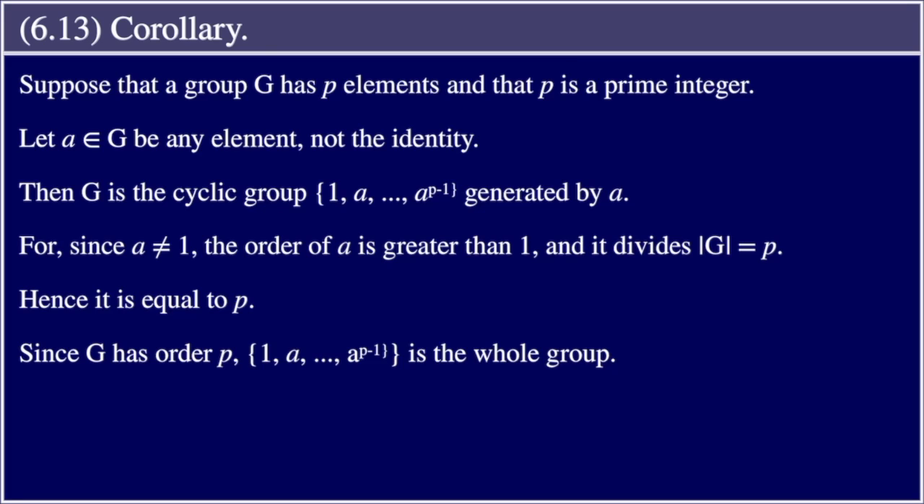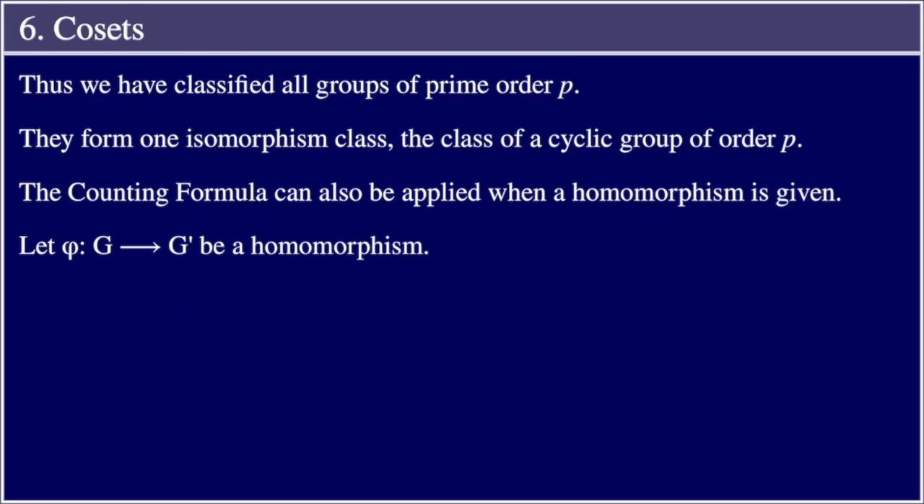For since a is not equal to 1, the order of a is greater than 1, and it divides the order of G, which is equal to p. Hence, it is equal to p. Since G has order p, the set {1, a, ..., a^(p-1)} is the whole group. Thus, we have classified all groups of prime order p. They form one isomorphism class, the class of cyclic groups of order p.